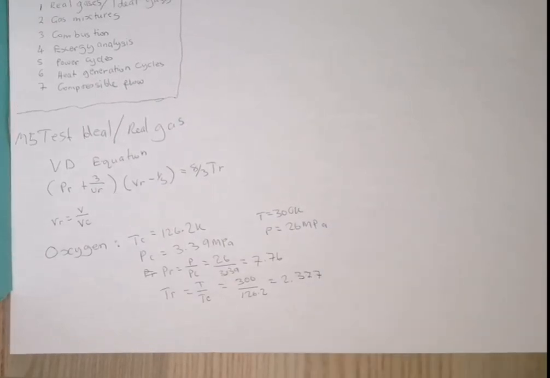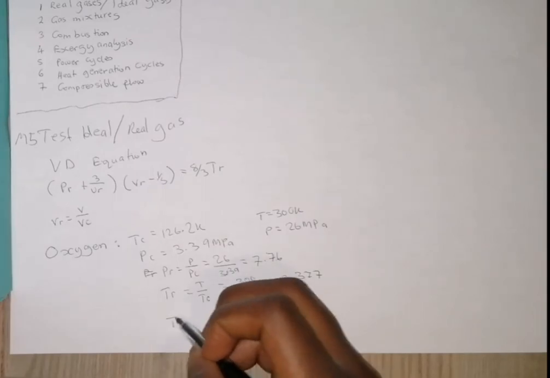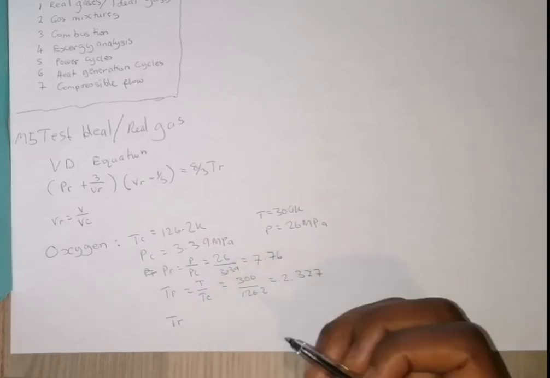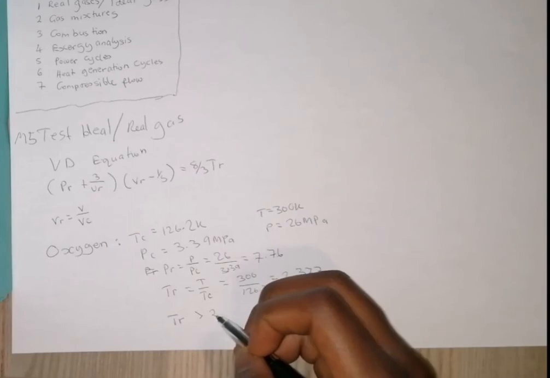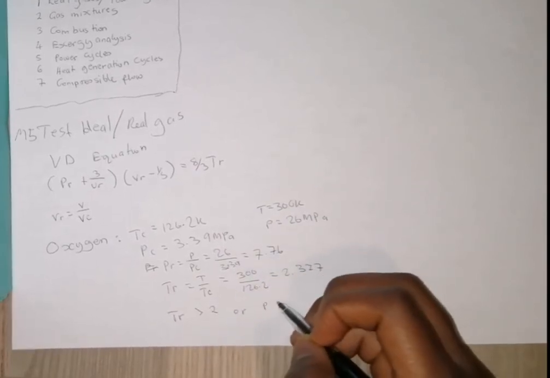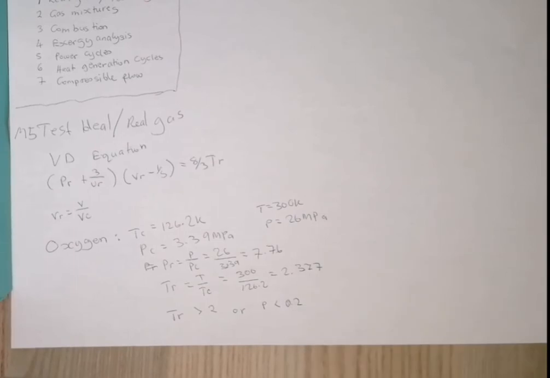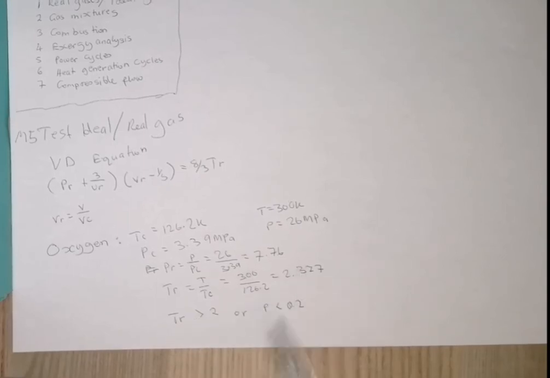which will be equal to 2.377. And looking at those values, if you look at our method 2 test, which was if TR is greater than 2 or PR is less than 0.2. I'm just doing an example on compressibility charts, which is why I won't end here. But if I look at this test, I'll just end here. But since we said we're looking at the compressibility chart, because I want you to know how to use it, from this I can say it's an ideal gas. So we're just going to confirm with the compressibility chart.